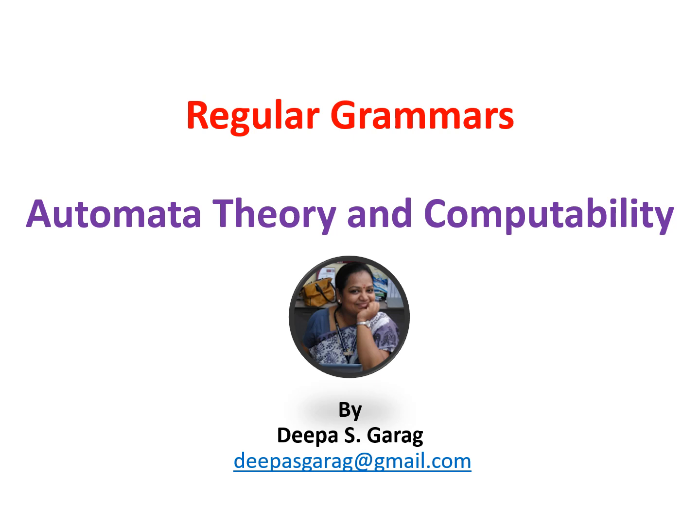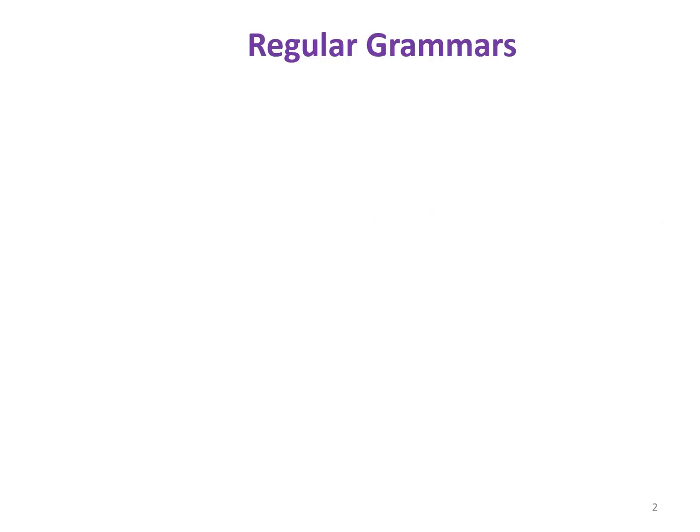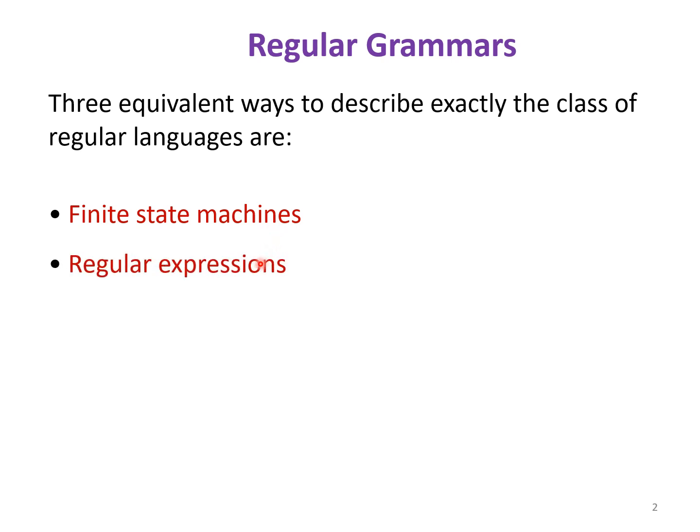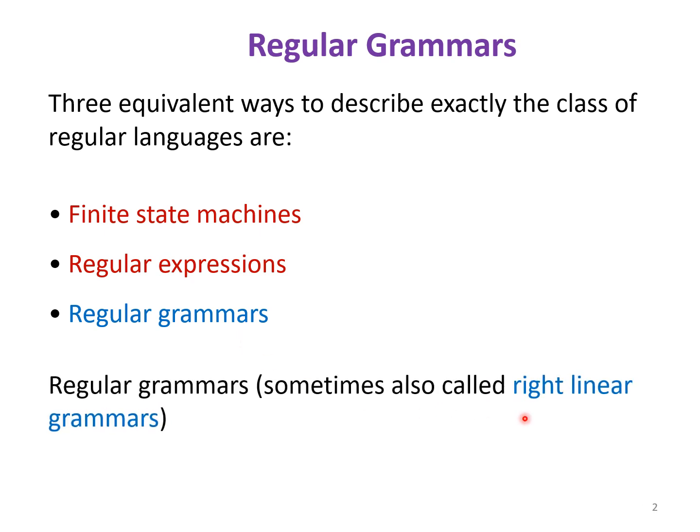Hi friends, today we'll discuss regular grammars. Three equivalent ways to describe exactly the class of regular languages are finite state machines, regular expressions, and regular grammars. Finite state machines and regular expressions I have explained in my previous video lectures. Today we'll be discussing regular grammars, sometimes also known as right linear grammars.